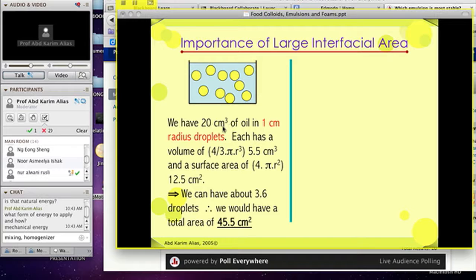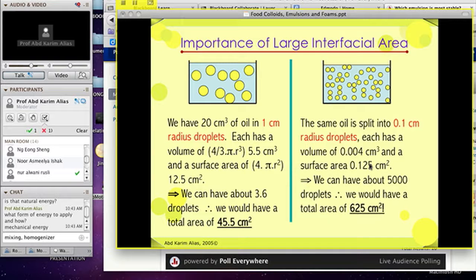In this case, we have 20 cubic centimeters of oil, with droplets of 1 cm radius. We can use a formula to calculate the volume of each droplet. We get 5.5 cubic cm, and each droplet has 12.5 square cm of area. So in 20 cubic cm of oil, with this size of droplet, we get around 3.6 droplets and a total area of 45.5 square cm.